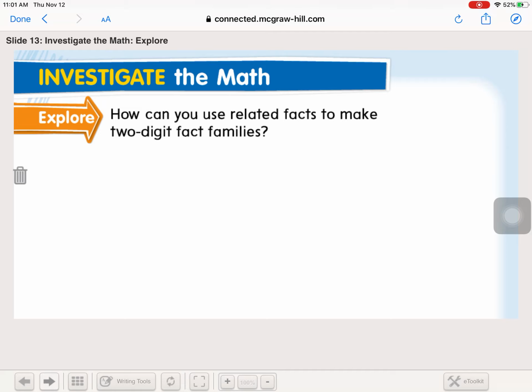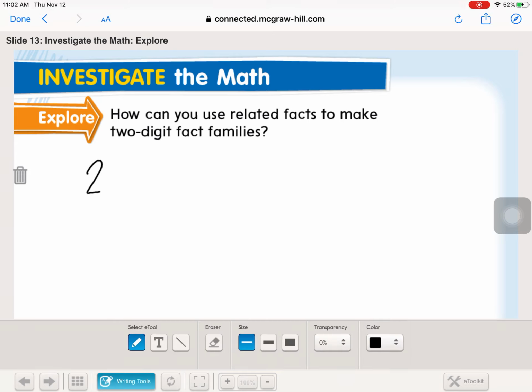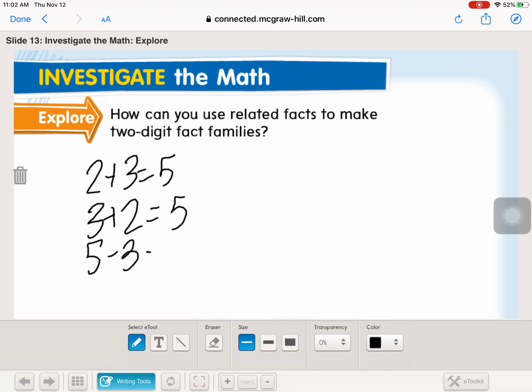All right, so how can you use related facts to make two-digit fact families? So I told you, just like we can do a fact family like this, 2 plus 3 equals 5, we can turn around that fact, 3 plus 2 equals 5. And then we can do our subtraction facts, 5 minus 3 equals 2, 5 minus 2 equals 3. We used the same numbers in every equation, 2, 3, and 5, right? They're in different order, but each of them are in their own equation.